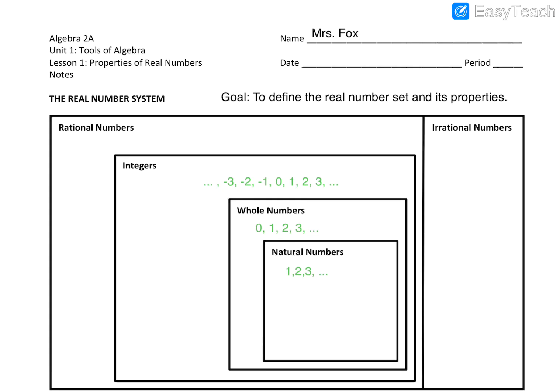Rational numbers are numbers that can be written as fractions. So for instance, you might have 1/2.